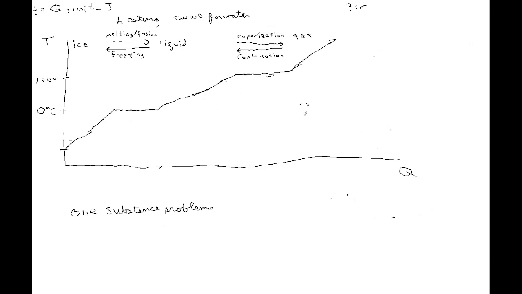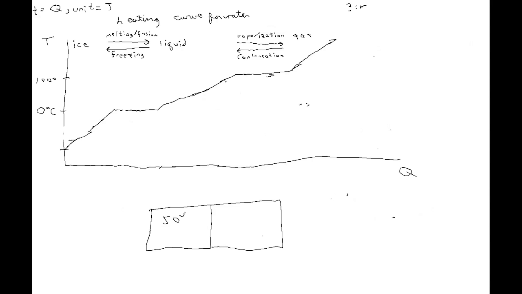Okay, so now we're going to try to move on to 2 substance problems. Let's say you have 2 substances, and one of them here starts at 50 degrees Celsius, and the other one starts at 30 degrees Celsius. What's going to happen? In qualitative terms, what will happen here if we have two substances touching each other, one at 50 degrees Celsius and one at 30 degrees Celsius?